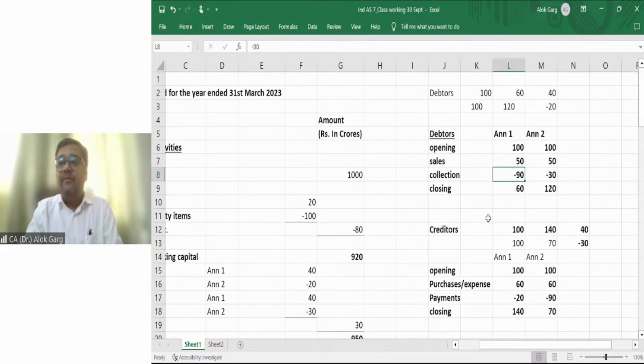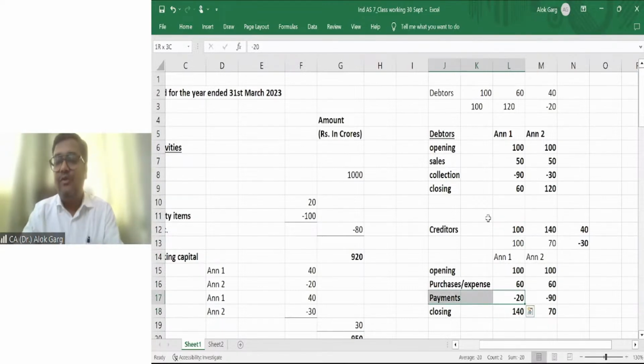So friends, in your direct method, it does not start with profit. It starts with cash collected from debtor. If I would have prepared this cash flow from operating activities on a direct method basis, I would not have started with profit. I would have started with cash collected from debtor, cash paid to supplier, cash paid to vendor, cash paid for taxation, right? So I would have used this 90 crore. I would have used this 20 crore instead of this movement of 100 and 140.